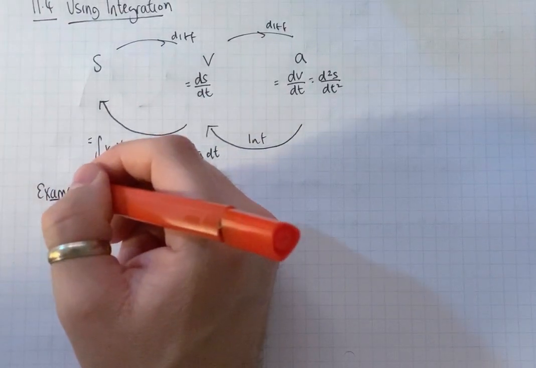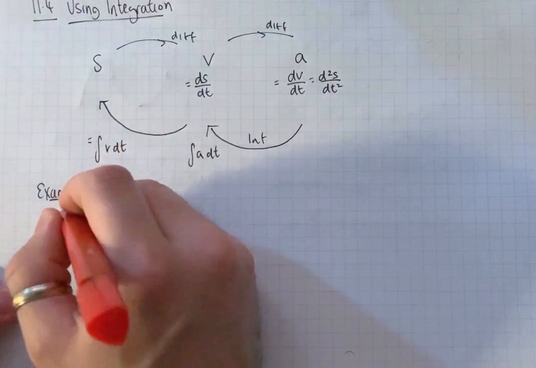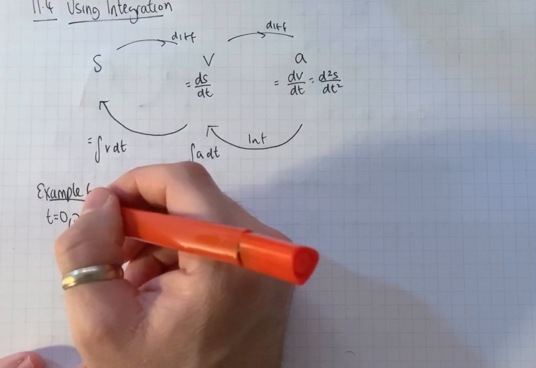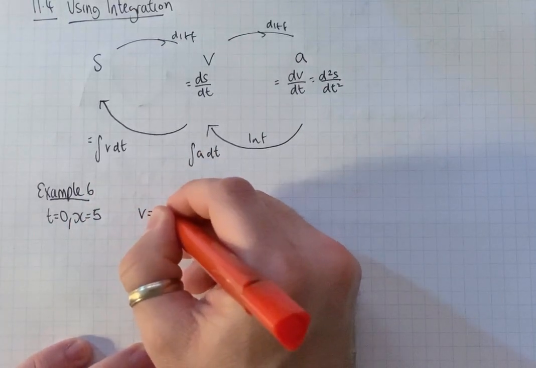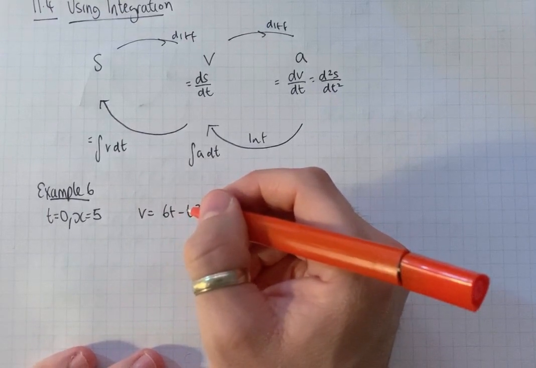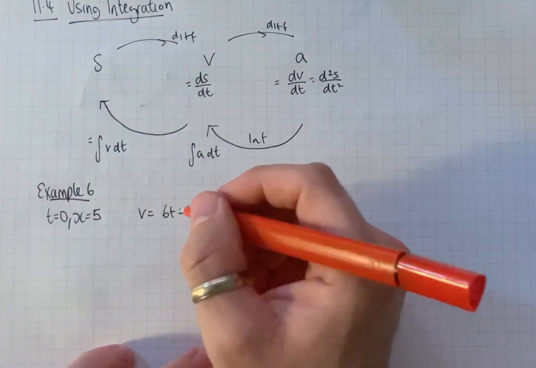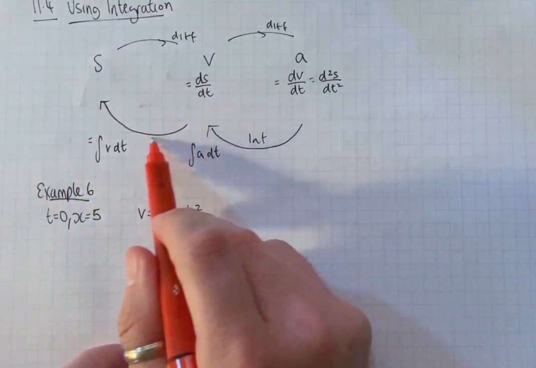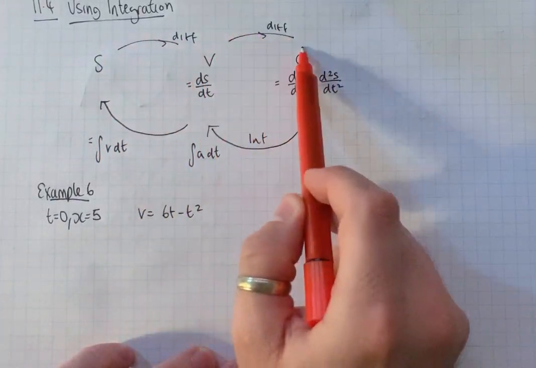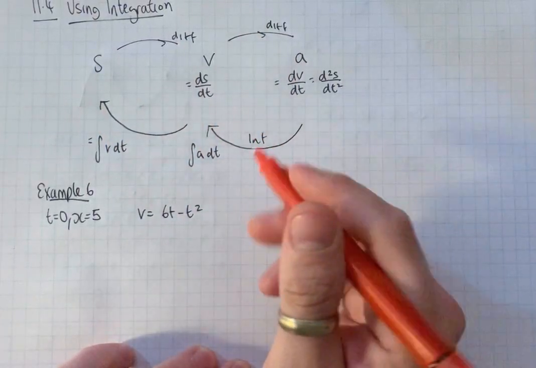Example 6 says that we have a particle moving on the x-axis. At time t equals 0, the particle is at the point where x equals 5. And the velocity of the particle is given by 6t minus t squared. I need to find an expression for displacement and then the distance from the starting point when t equals 6. So if I've got velocity and I want to go to displacement, I need to integrate. So you need to remember this order: s, v, a, v, s. So differentiate to go from s to v to a, integrate to go from a to v to s. You're going to have to remember that, no way around it.